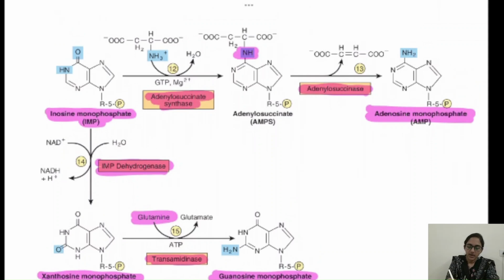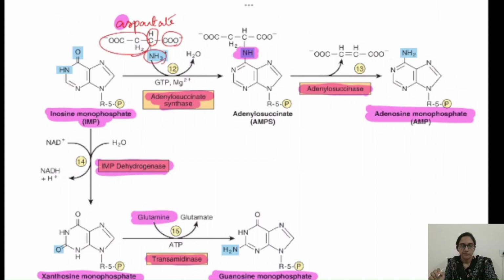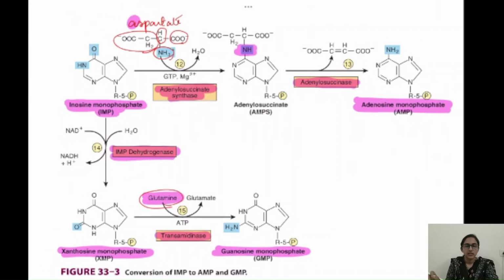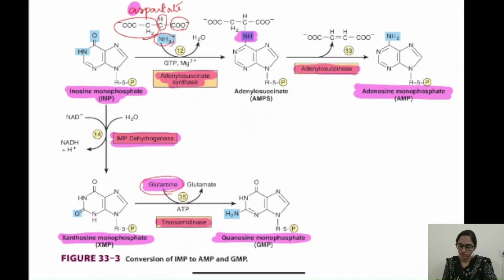So what is the amino acid involved here? It is going to be aspartate. As you can see in the structure, carbon, carboxyl group, amino group and CH2COOH. Whereas in the formation of guanosine, what is the amino acid that is involved? It is glutamine, right? Yes, so this is going to be the synthesis of purine mononucleotides.